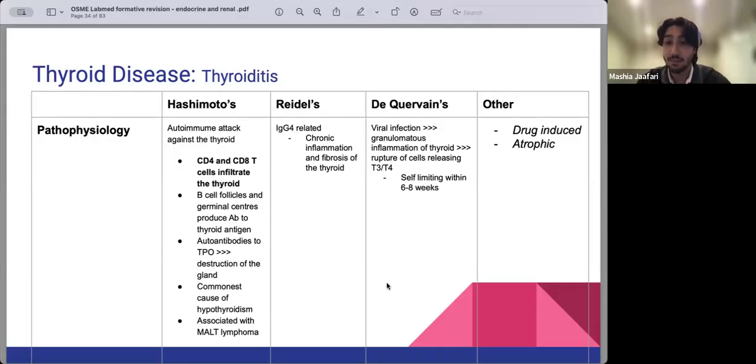It's temporary, and the big thing about De Quervain's is it presents with a painful thyroid. So I remember it as De Quer-pain. It helps me remember that it's the only one that's associated with a painful thyroid. So Riedel's is a hard thyroid. De Quervain's is a painful thyroid gland. And you can also get other causes of thyroiditis. So drugs can sometimes cause it, but those are less high yield. These three are the most important ones to know about.